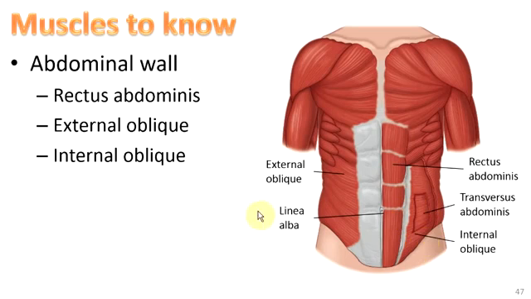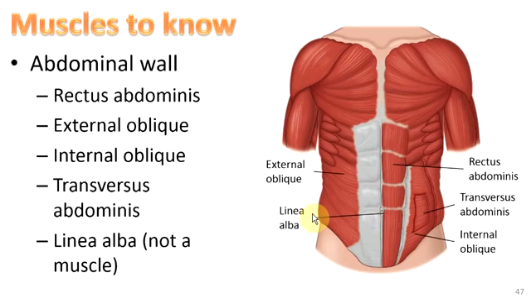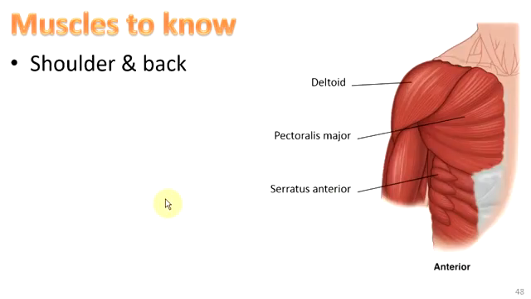And then internal to that, we have the transversus abdominis muscle, which is this muscle, and they run transverse, so perpendicular to the spine. And then the last thing we're going to talk about is not a muscle, but it's this line right here that goes in between the rectus abdominis, and that's called the linea alba, which means white line in Latin.